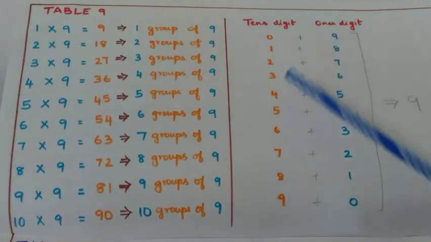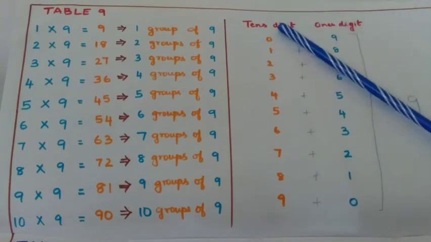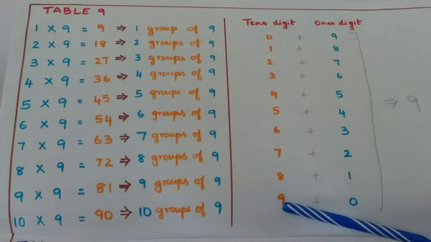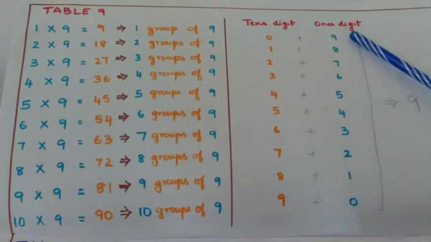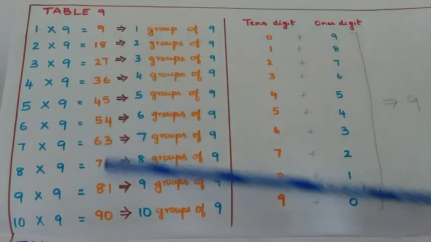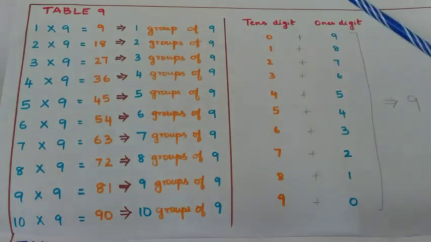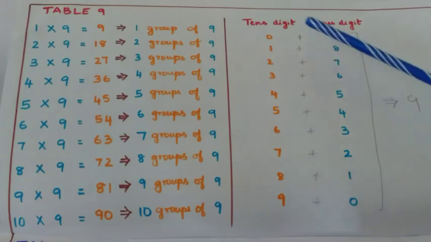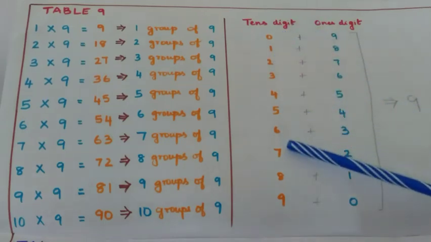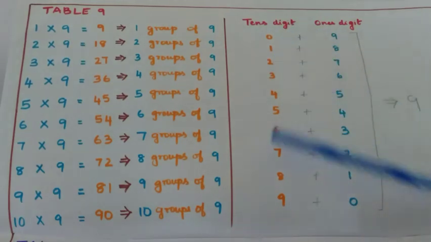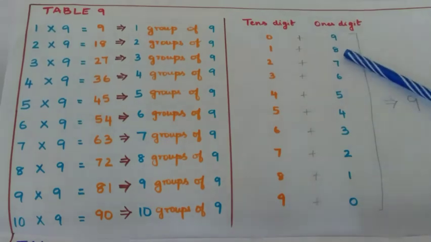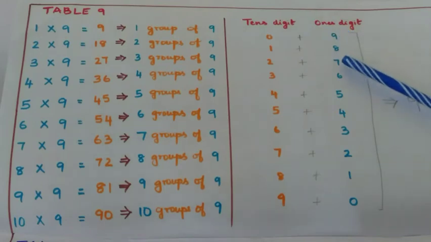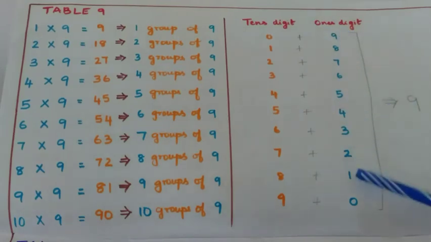So if you look here, I have written the tens digit of the result of table 9 in this column and the ones digit that we obtain for each row of table 9 in this column. If you look at the sequence obtained for the tens digit, it is nothing but 0, 1, 2, 3, 4, 5, 6, 7, 8 and 9 for each row. And if you look at the ones digit, it is just the reverse. It is 9, 8, 7, 6, 5, 4, 3, 2, 1 and 0.